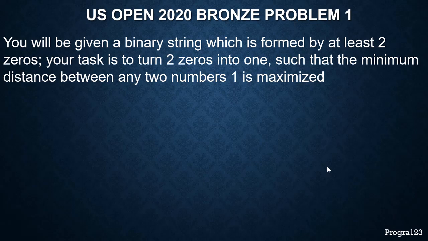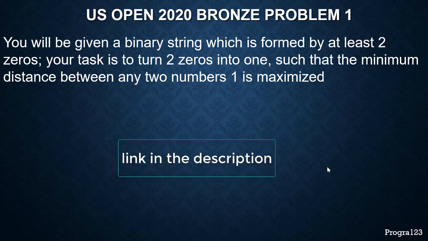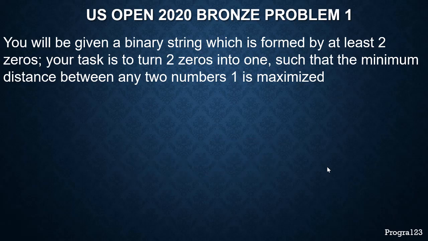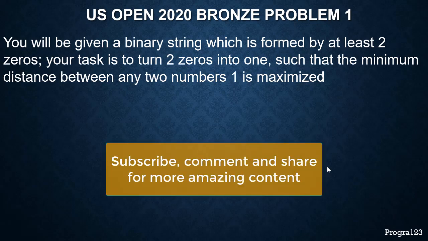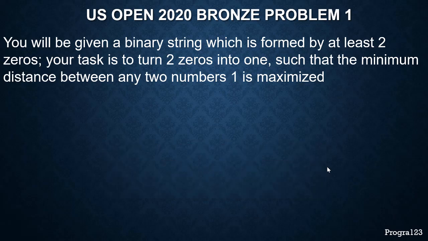Today we're going to be analyzing problem 1 of the US Open Contest 2020, bronze category. So it's basically that we are given a binary string which is formed by at least 2 zeros, and our task is to turn 2 of those zeros into 1 such that the minimum distance between any two 1s is maximized. Since there will be at least 2 zeros in the string, it will always be possible to turn 2 zeros into 1, and we must do it. We cannot avoid turning a 0 into 1.